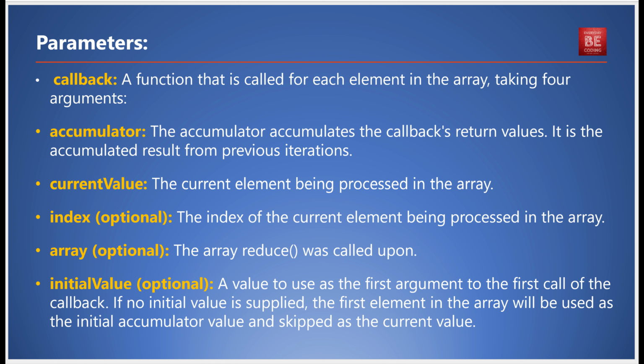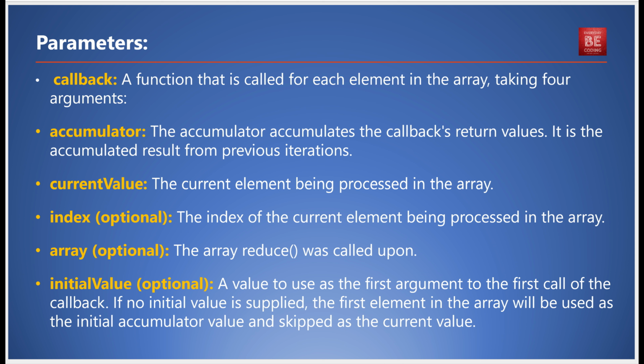The accumulator, as the name suggests, accumulates the return values of the callback. It's essentially the result from previous iterations. The current value is the current element being processed in the array. The index, which is optional, is the position of the current element in the array, while array is the array on which reduce was called upon.